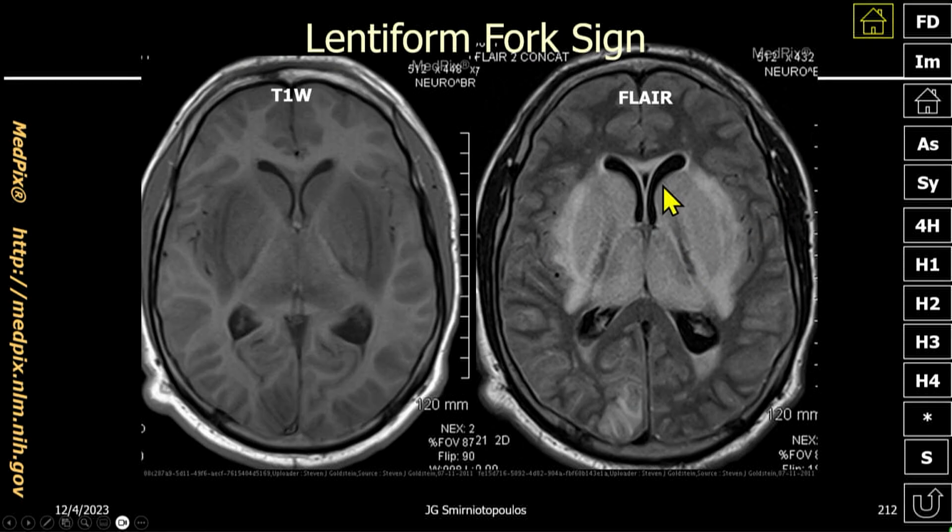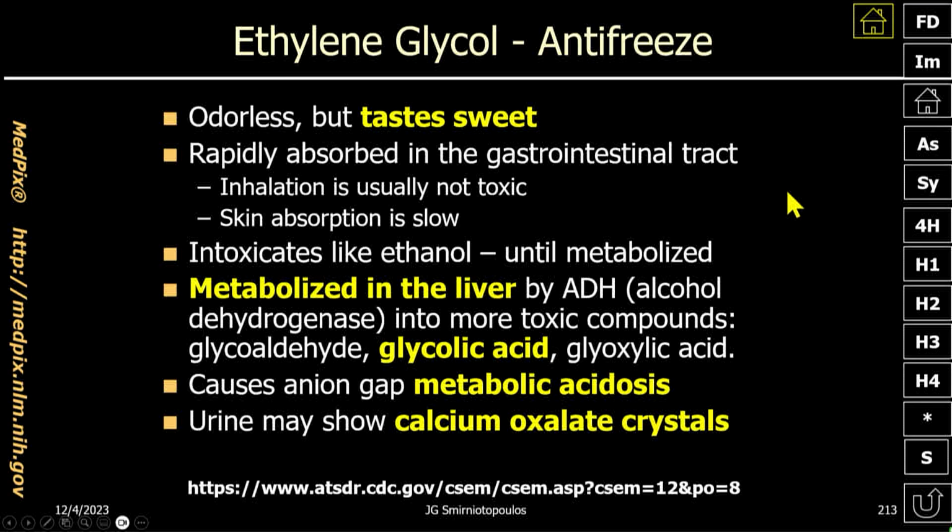So anyway, people talk about this lentiform fork sign. I've got to tell you, I'm Greek. It looks like a trident. Where's Poseidon? But I have to use my imagination to be able to see that lentiform fork sign. So ethylene glycol, it tastes sweet. So there's nothing bitter about it to make you spit it out. Kids will ingest it. Adults will ingest it intentionally. Dogs and cats and other animals will find it dripping under your car.